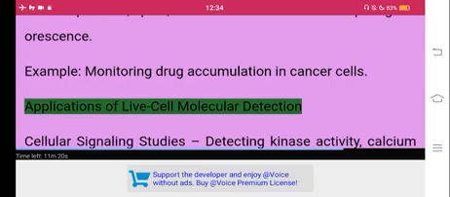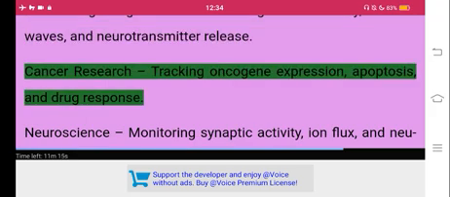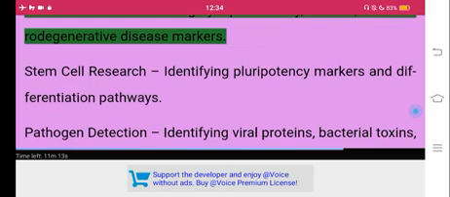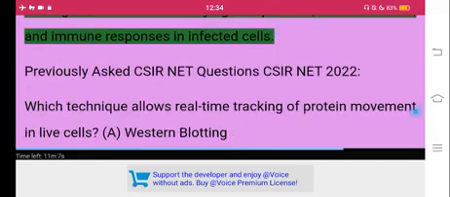Applications of live cell molecular detection. Cellular signaling studies, detecting kinase activity, calcium waves, and neurotransmitter release. Cancer research, tracking oncogene expression, apoptosis, and drug response. Neuroscience, monitoring synaptic activity, ion flux, and neurodegenerative disease markers. Stem cell research, identifying pluripotency markers and differentiation pathways. Pathogen detection, identifying viral proteins, bacterial toxins, and immune responses in infected cells.